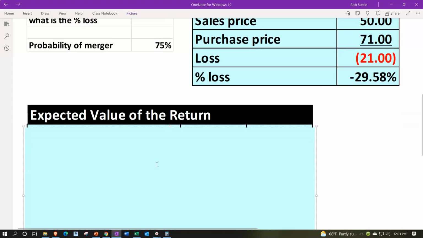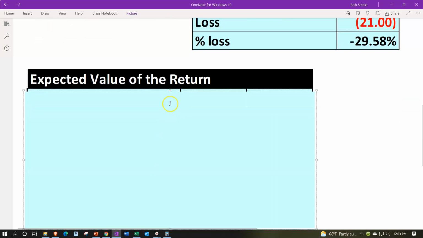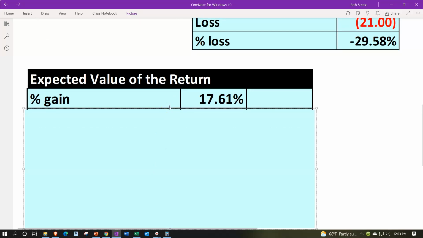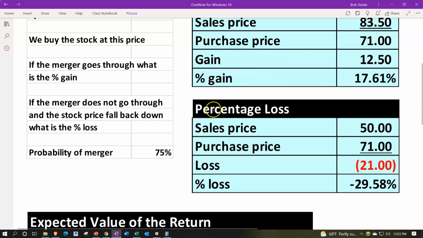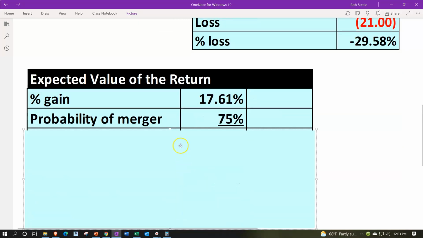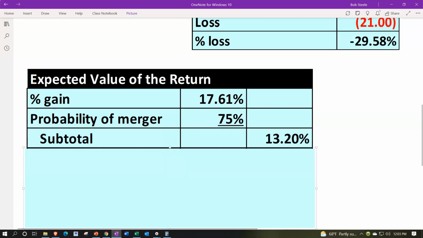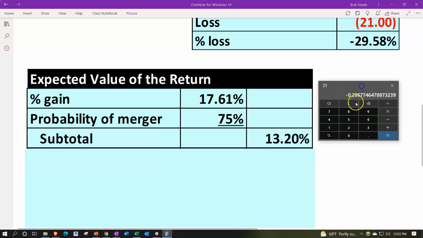So if we think there's a 75% likelihood it goes through, we can do an expected value calculation, taking the gain of the 17.61% times the 75% likelihood that it's going to go through. If we take the 0.1761 times the 0.75, that gives us about 13.2%.